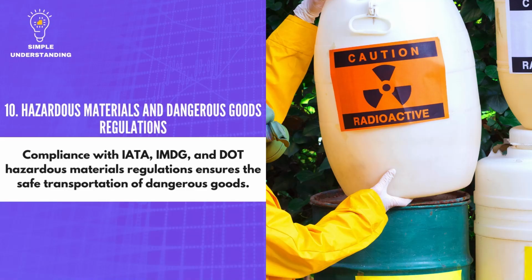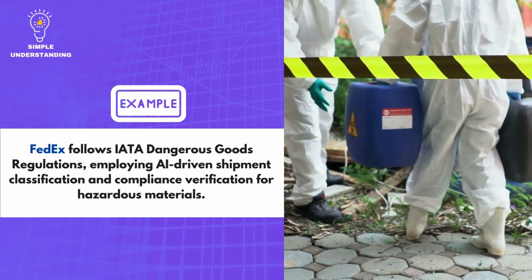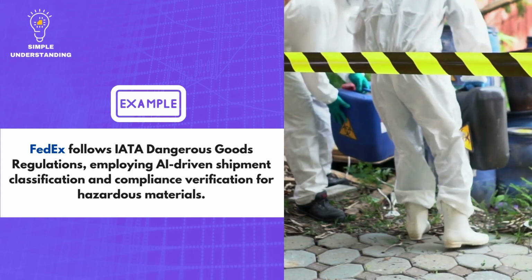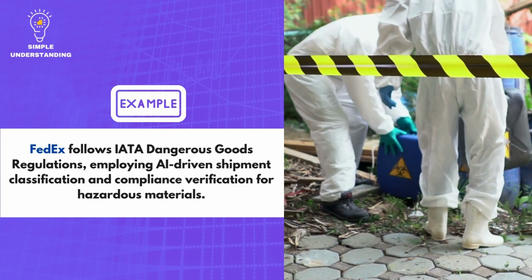10. Hazardous materials and dangerous goods regulations. Explanation: compliance with IATA, IMDG, and DOT hazardous materials regulations ensures the safe transportation of dangerous goods. Real company example: FedEx follows IATA dangerous goods regulations, employing AI-driven shipment classification and compliance verification for hazardous materials.